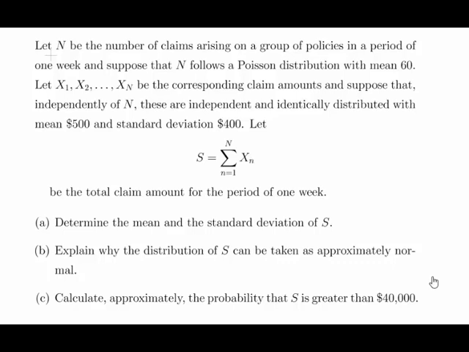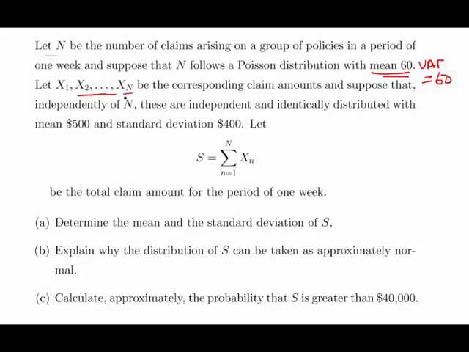Okay, so you're not told anything about compound Poisson distribution here, but you are given enough details. Let N be the number of claims arising from a group of policies in a period of 1 week, and suppose that N follows a Poisson distribution of mean 60. Just as a remark, that means the variance is 60 also.